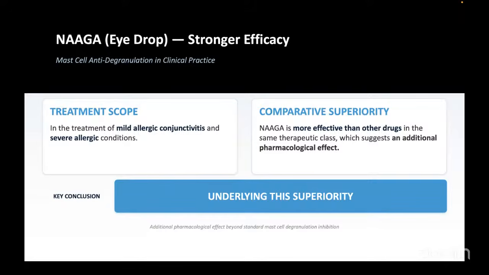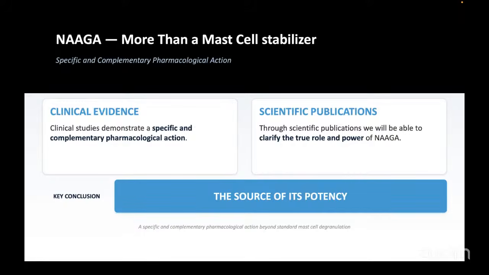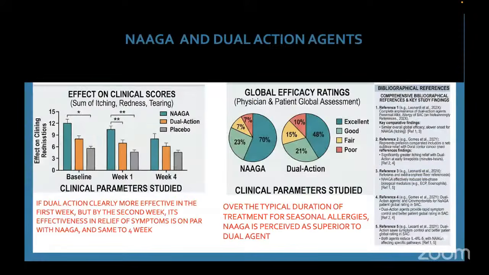Some publications suggested that in the treatment of mild, moderate and severe allergic conjunctivitis, we know that NAGA is more effective than other drugs in the same therapeutic class, which suggests an underlying superiority. And now we have this clinical evidence that a specific complementary pharmacological action belongs to NAGA, which is the true role and source of its potency.